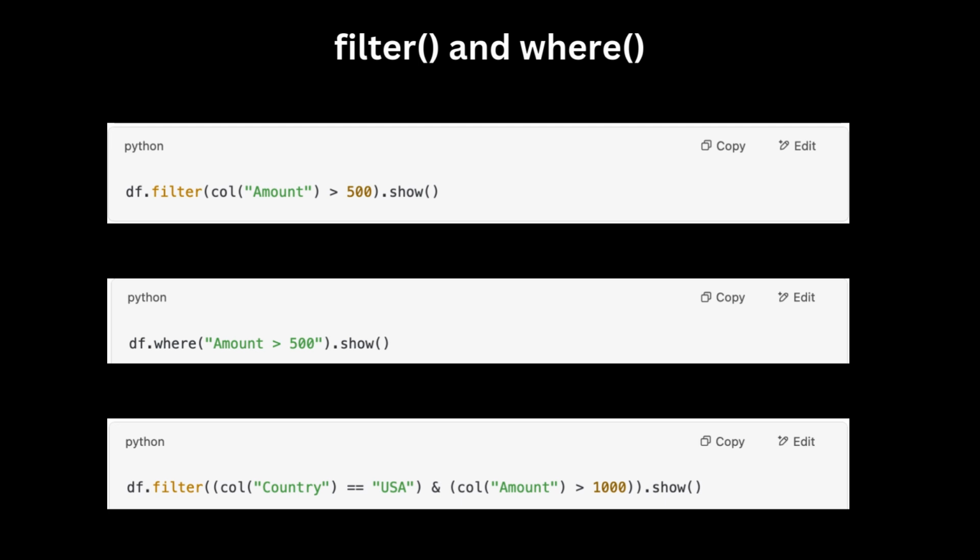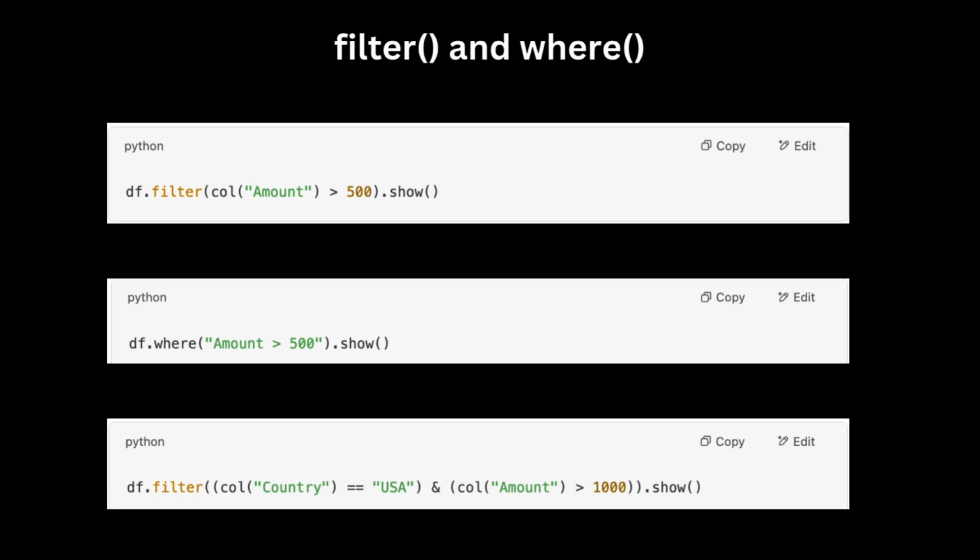You can combine multiple conditions using logical operators for and, or, and not. Let's find customers from the USA who spent more than 1,000. Always wrap each condition in parentheses when combining them. That's a common gotcha. In summary, both filter and where help you drill down into your data with precision. Use whichever suits your coding style.